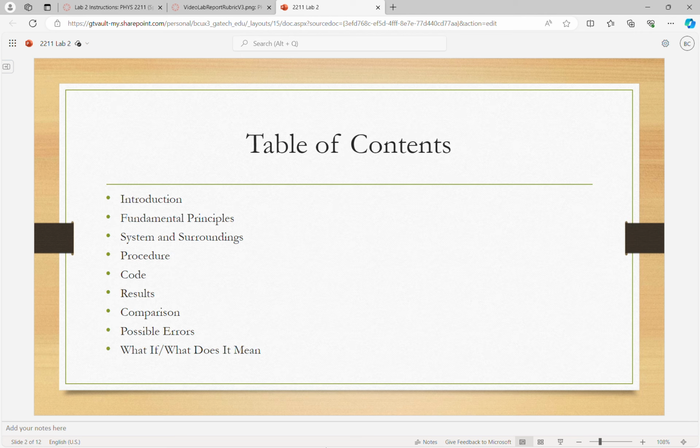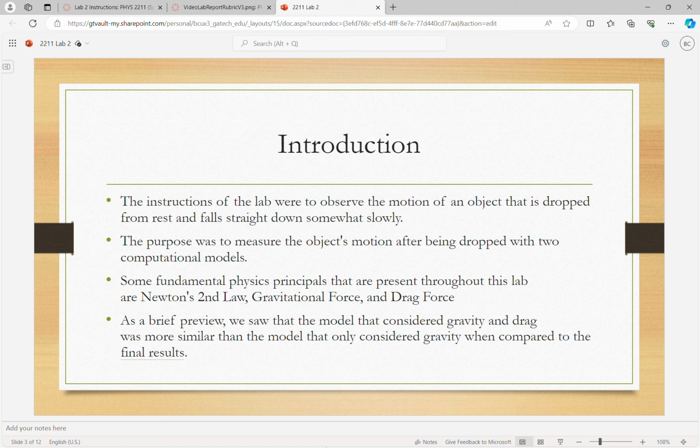To start off, here's our table of contents, what we're going to be going through during this presentation. So to start off, our introduction.